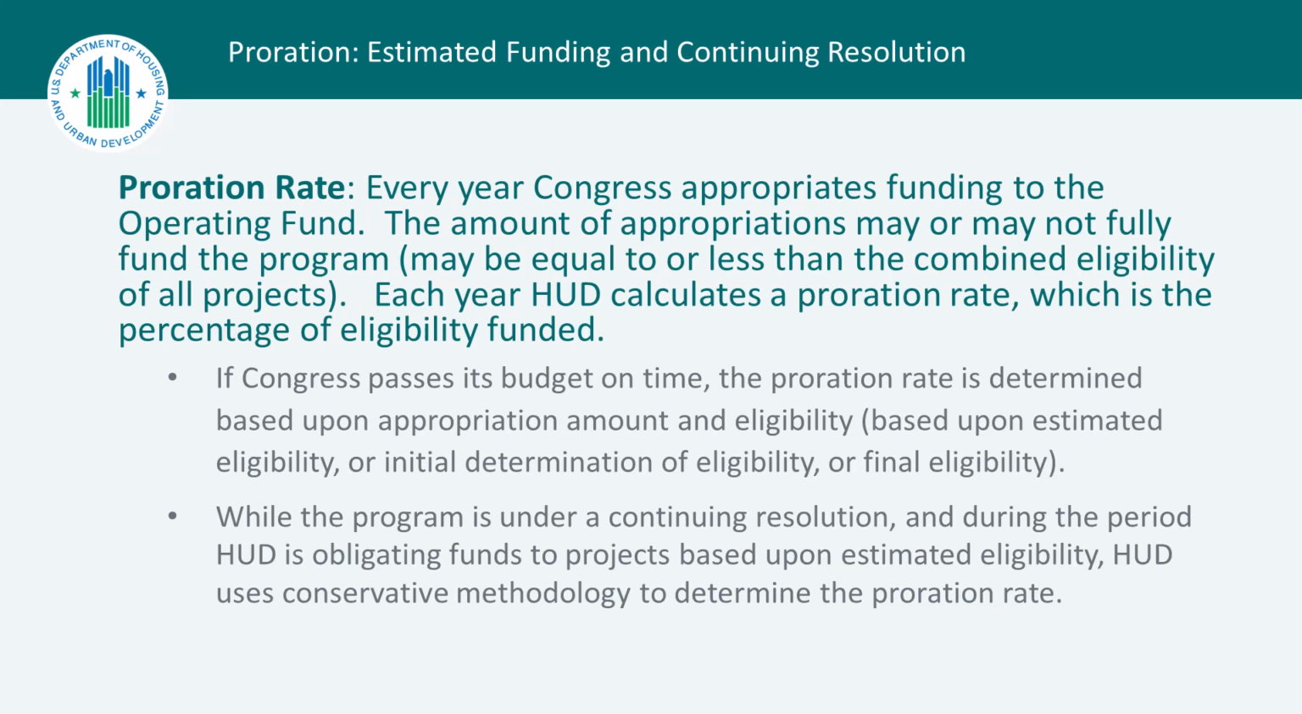While the program is under a continuing resolution, and during the period HUD is obligating funds to projects based upon estimated eligibility, HUD uses a conservative methodology to determine the proration rate. The objective in using a more conservative methodology is that monthly funding amounts will only increase, not decrease, throughout the funding year. In addition, if HUD is funded under a continuing resolution, it will obligate funding over several smaller increments in the beginning of the year instead of obligating funds to cover a longer period. Regardless of the number of months HUD obligated funds for, PHAs may still only draw down funds 1 month at a time.